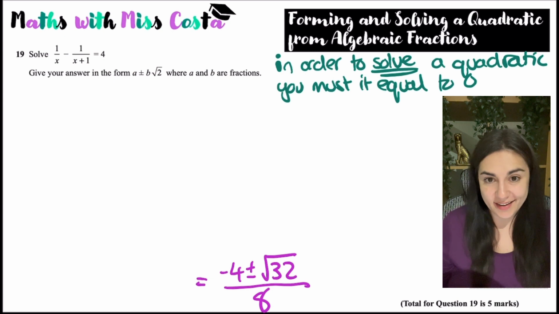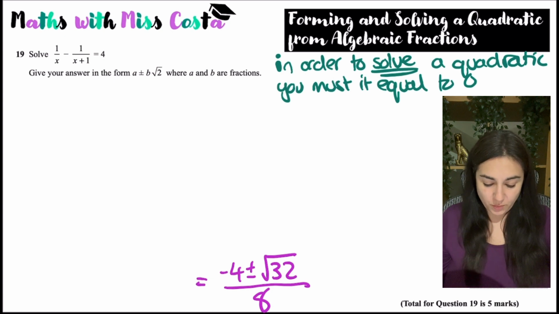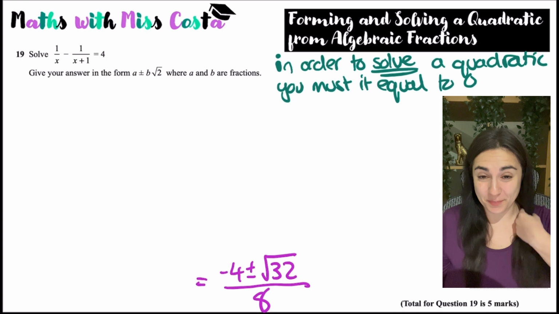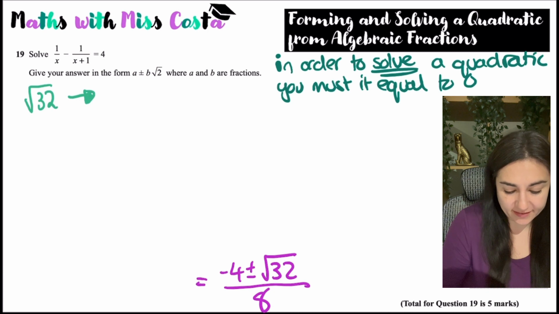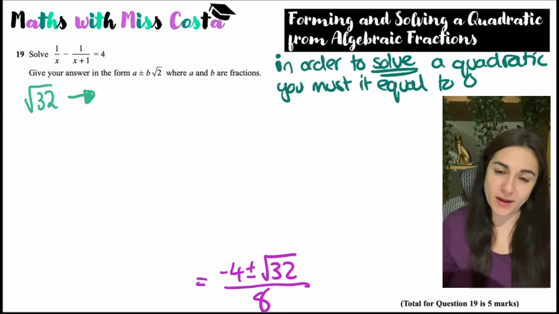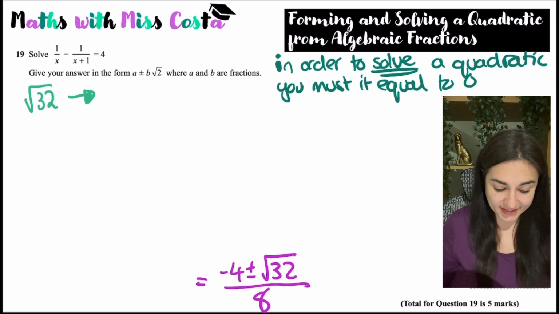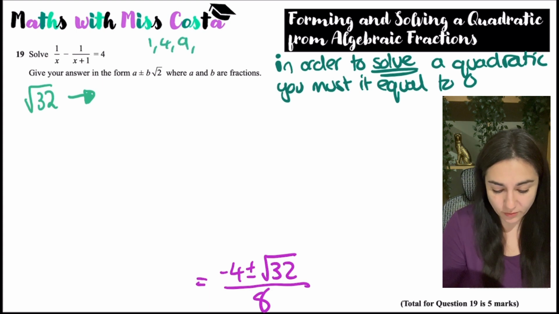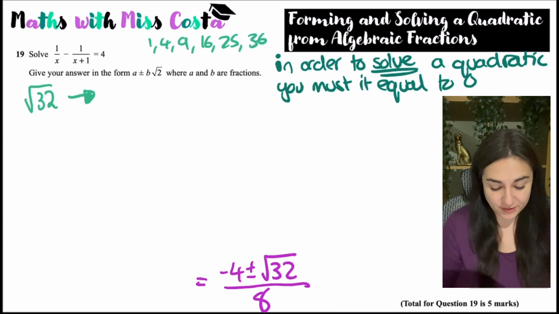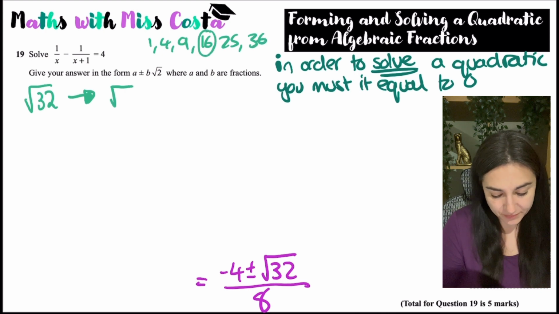When you've got a surd, you're most likely going to want to simplify it. So let's just quickly simplify the square root of 32. How do you simplify a surd? You look for the largest square number you possibly can find inside the surd. So if you need to, list the square numbers. You've got 1, 4, 9, 16, 25, 36. Do any of them fit into your surd? Yes, 16 does. So I could rewrite that as root 16 times by root 2.